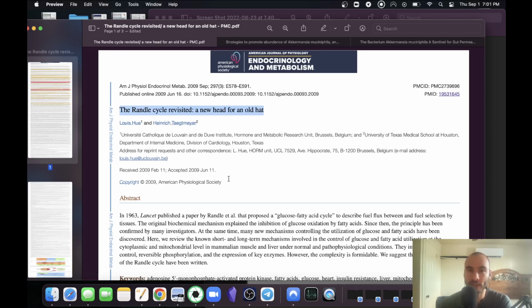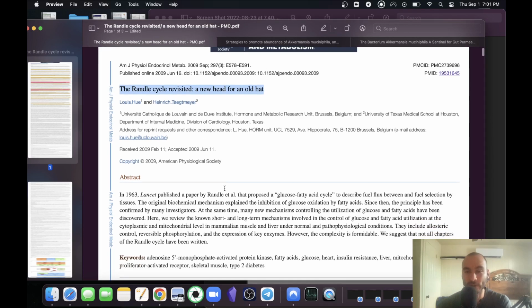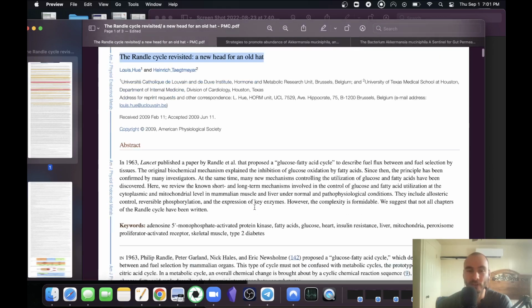So I wanted to take you through today the actual mechanisms of the Randle cycle, go through some graphics, and show you how carb oxidation blocks fat oxidation. I'm going to start out by using a research article, The Randle Cycle Revisited: A New Head for an Old Hat. That's the title of the article. I'll show you some graphics so you can see what is going on, at least theoretically, in the mitochondria with carb oxidation being blocked by fatty acid oxidation.